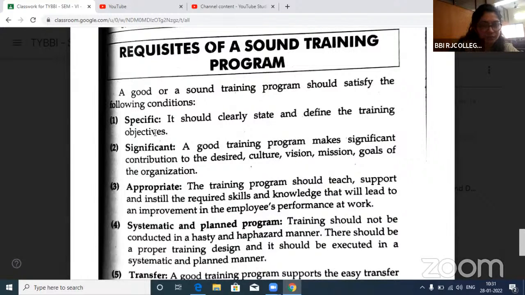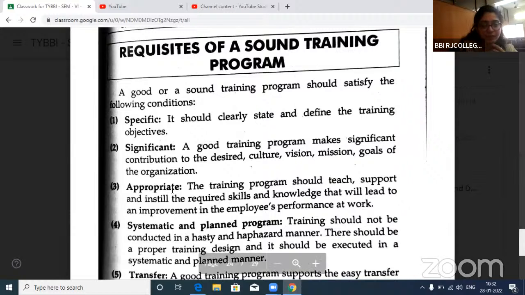See, it should be specific. That means it should be clearly stated what training program has been decided. Significant. That means you should be having some vision towards it. So suppose I give training for particular software, so you want employees to use this software for a long period of time so that our system becomes secured, our transactions become more secure. So therefore, significant means what is the importance of giving training? What is the desired target that I want to achieve? So you need to decide that also, no? Only then your training program will work very smoothly.